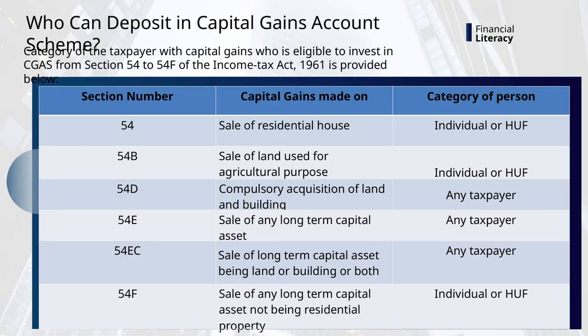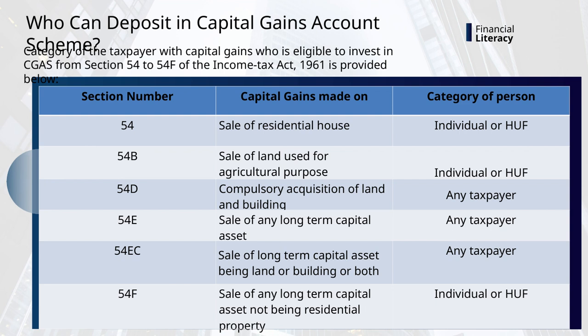Let's take a closer look at who can deposit in the Capital Gains Account Scheme, or CGAS, and the specific categories of taxpayers who are eligible. As per the Income Tax Act, 1961, Sections 54 to 54F, different types of capital gains have different eligibility criteria. For example, under Section 54, if you've sold a residential house, then individuals or Hindu undivided families, HUFs, are eligible to invest in CGAS. Similarly, Section 54B covers the sale of land used for agricultural purposes, again open to individuals and HUFs.